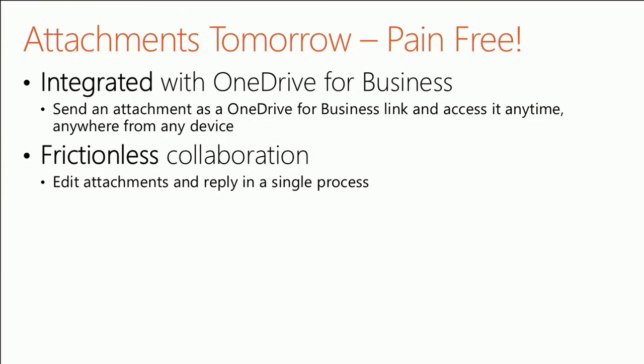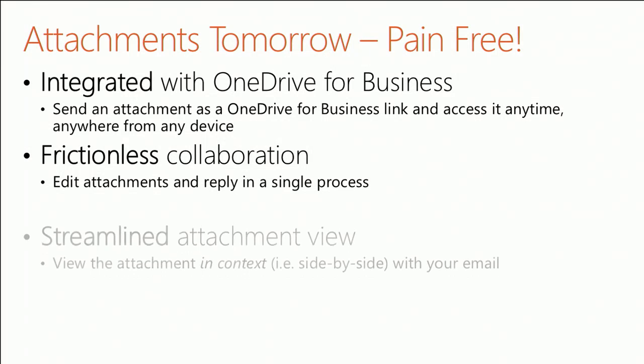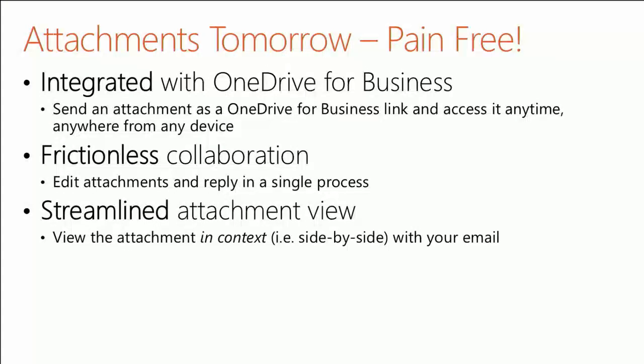And sitting along with all of this is a different way of viewing attachments, what we call our side-by-side view. You're able to look at your email in context with your attachment. You no longer have 2, 3, or 4 windows up all at the same time and alt-tabbing around to try and figure out what you're trying to do, and look at your email while looking at the attachment that you're trying to figure out what your boss is trying to tell you to do. So it's going to be integrated, it's going to be frictionless, and it's going to be streamlined as we take you into the next generation here.